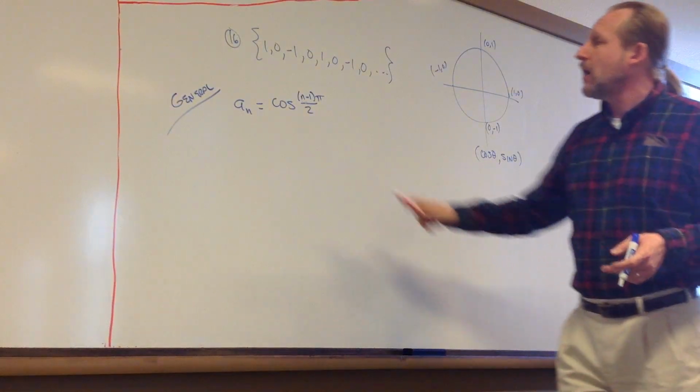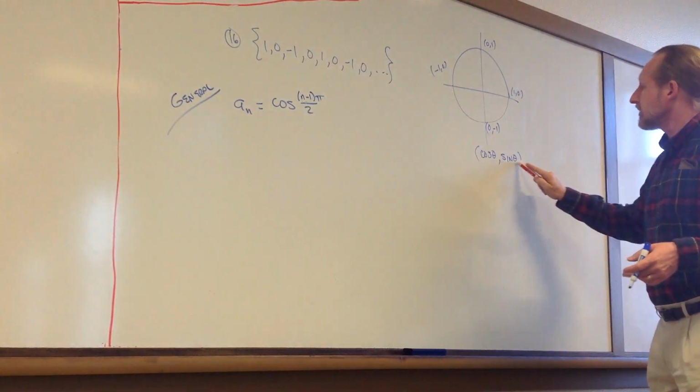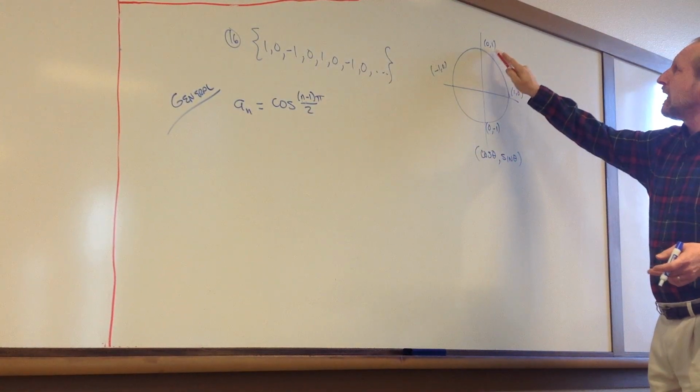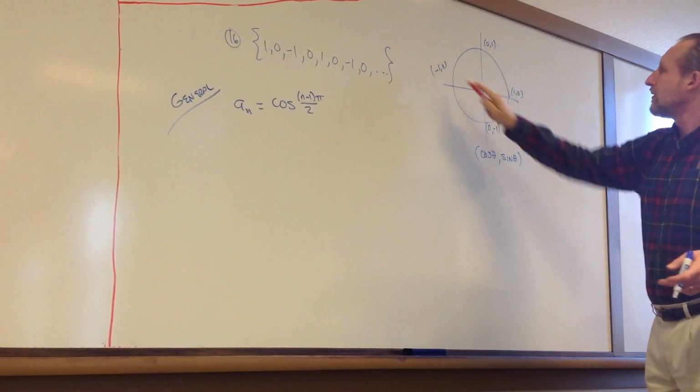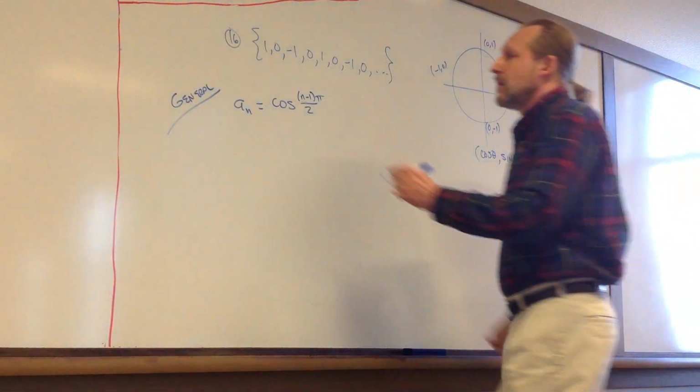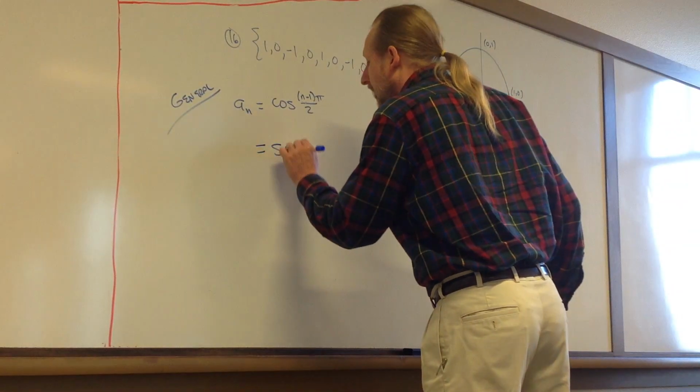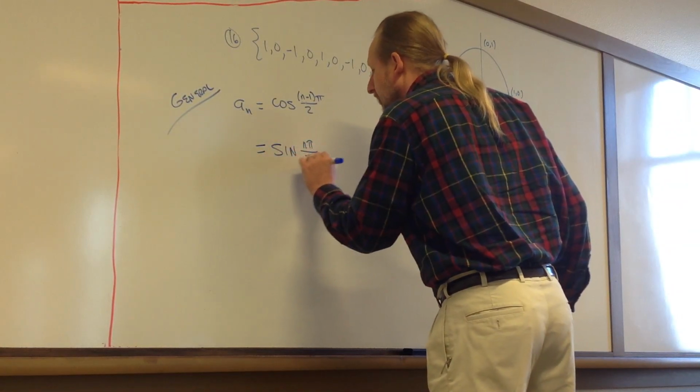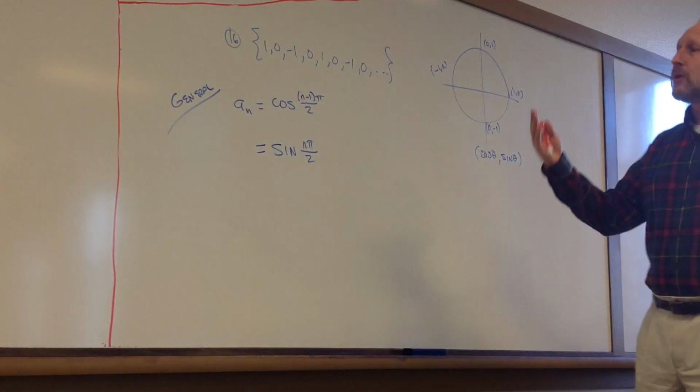You could also fall back on the sine, right? Because the sine is the y-coordinates, and so that starts at 1, 0, negative 1, 0, and so on. And so we could just call this sine n pi over 2. So these are both correct. They're both equally correct.